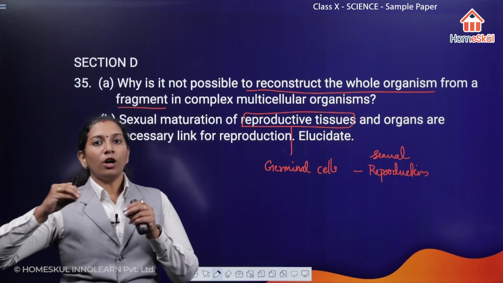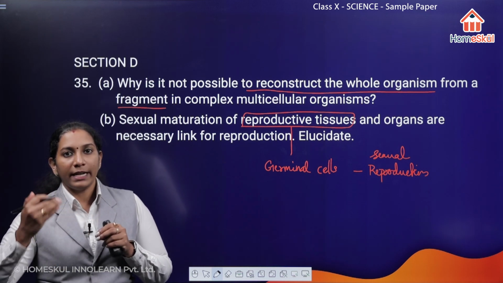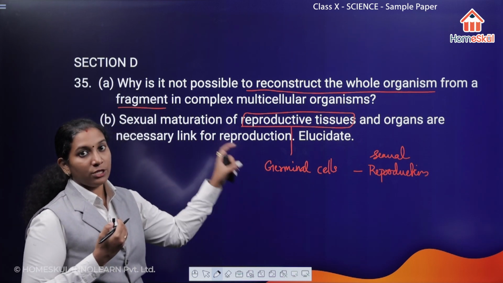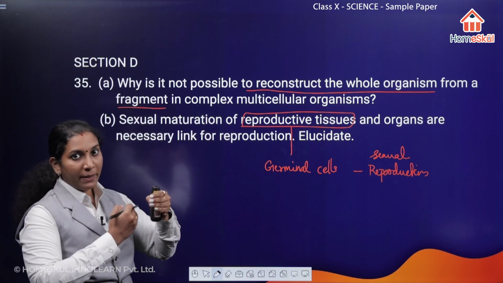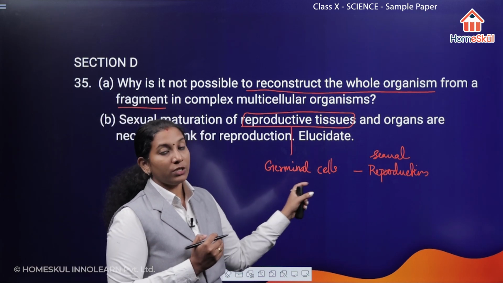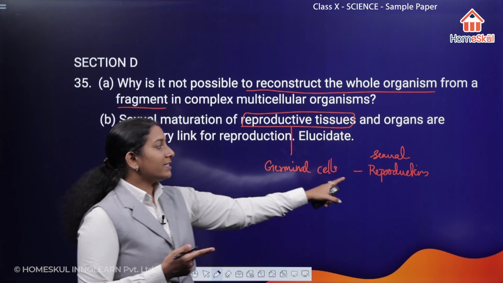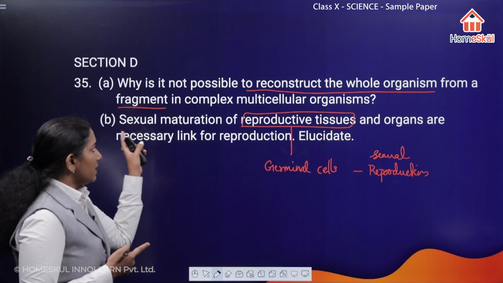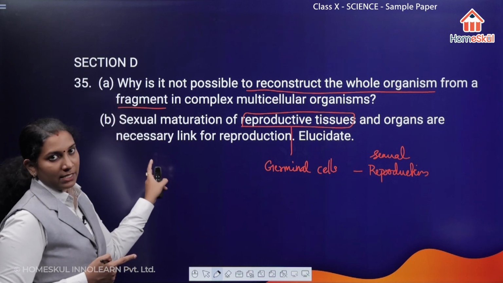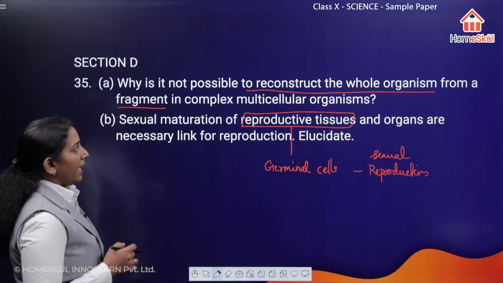During the normal developmental time of an organism, the somatic cells get differentiated and matured. For sexual reproduction, the growth and development of somatic cells is limited or slowed down, and only the sexual cells, the germinal cells or reproductive cells, grow and mature. Then only sexual reproduction will happen. So the sexual maturation of these germinal cells or reproductive cells and organs is very necessary. It is very important for sexual reproduction to happen, right? So that is the answer.